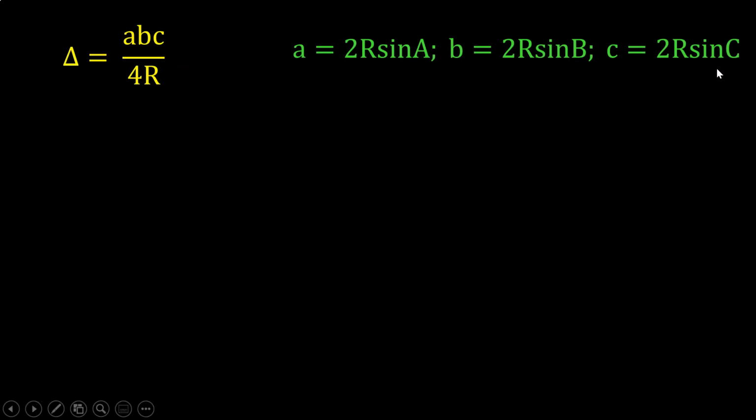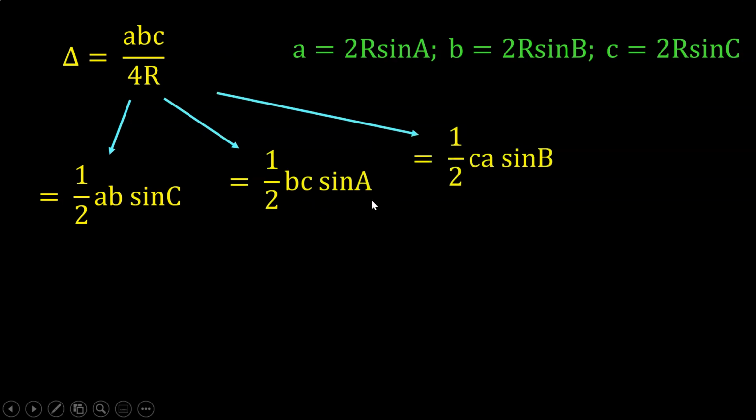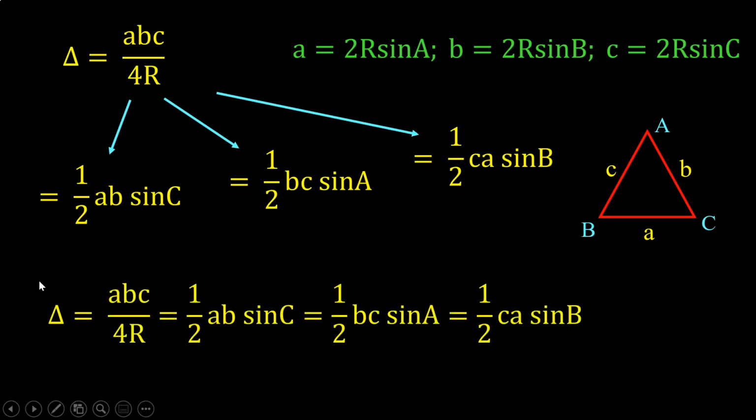So now replacing c with 2R sin C, we get half ab sin C. Similarly, we can replace a as well as b and we'll get two more formulas. So this will be half bc sin A, half ca sin B. In other words, if you look at these formulas, it is ab sin C. That means any two sides and the sine of the included angle between them, half ab sin C, half bc sin A, or half ca sin B. So the product of any two adjacent sides into the sine of the angle included between them, into half, will give us area. Therefore we can use any of these formulas depending on the data given in the question.